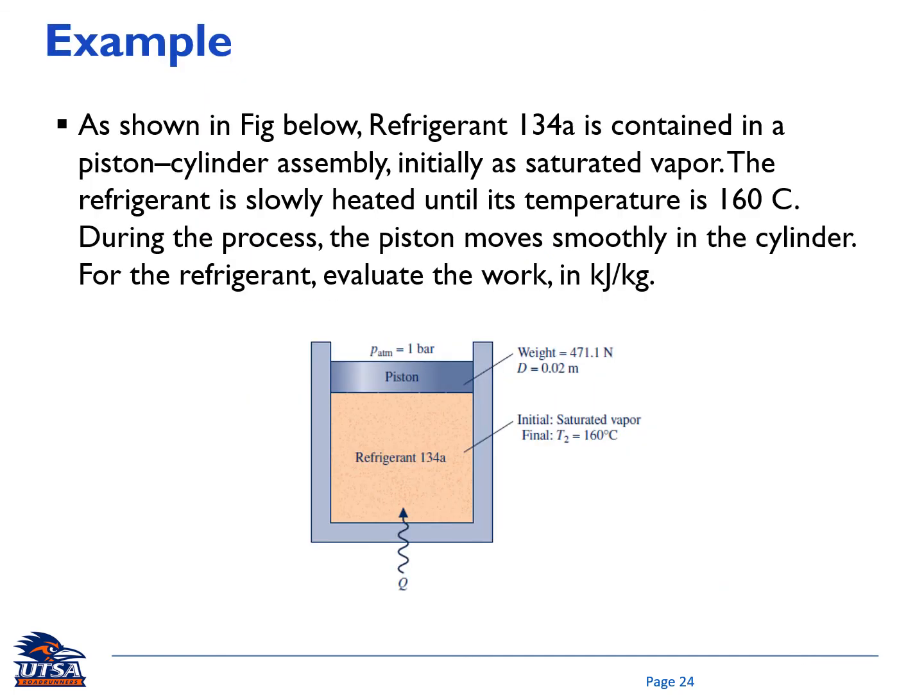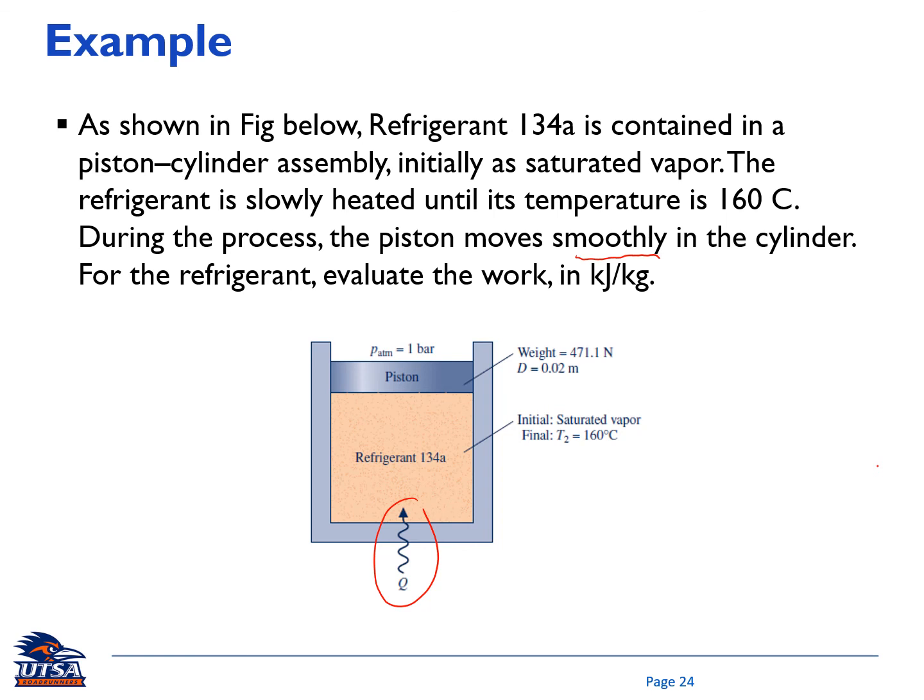Another example is shown in this figure below. We have refrigerant 134a contained in a piston-cylinder assembly. Initially it is saturated vapor, okay, saturated vapor. The refrigerant is slowly heated, so Q is applied to the system here. Q is going into the system there. It's slowly heated until its temperature is 160 degrees C. During the process, the piston moves smoothly in the cylinder. When it says moves smoothly, there is no friction there. For the refrigerant, evaluate the work in kilojoule per kilogram.